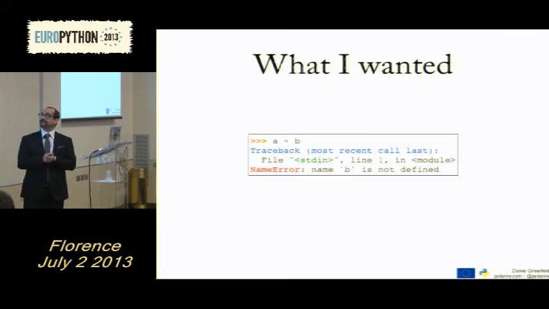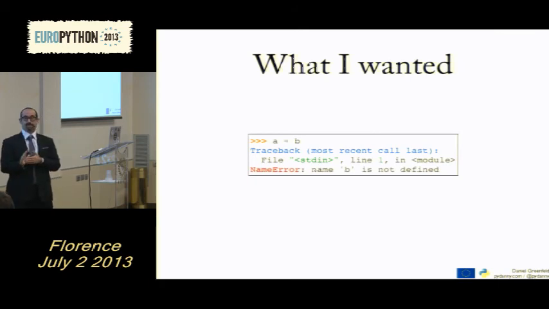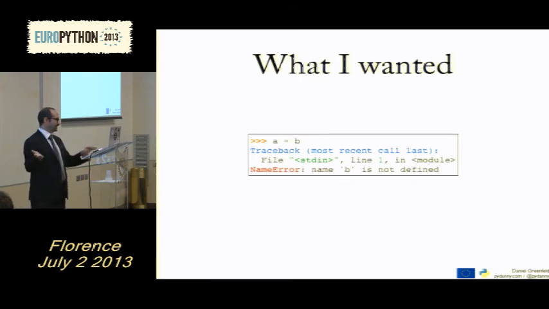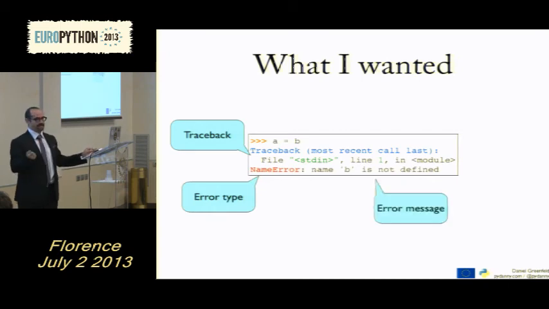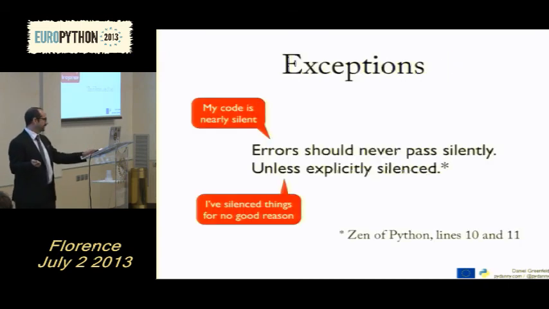What I really wanted was something like this. If I'm in my theoretical Python shell, I want something where if B is undefined, I get a traceback, the full traceback, and I want to get that logged. I get the error type, and I also get the error message.